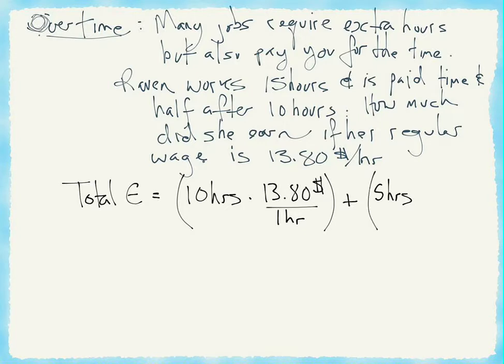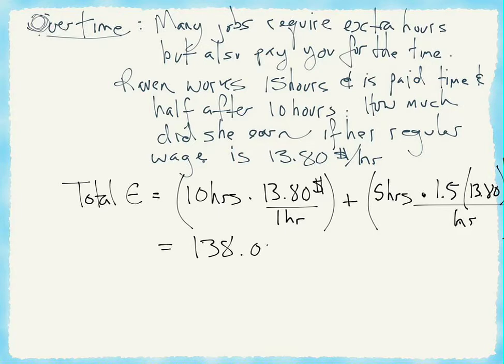And this is where we have to do a little bit extra step. We've got to find out, well, what's time and a half? In this case, time and a half means she gets extra money. So, in fact, 1.5 times her regular wage of $13.80 per hour here.